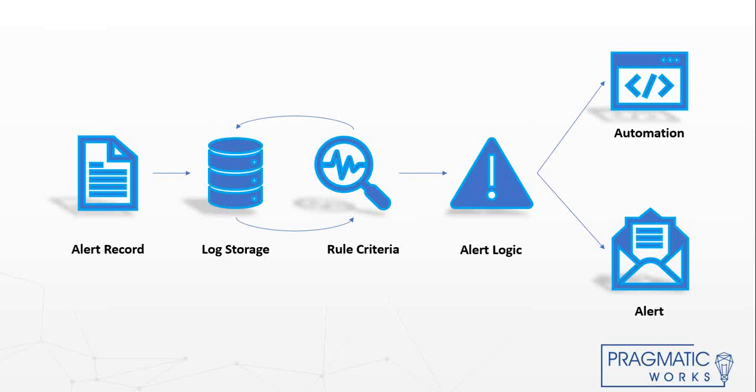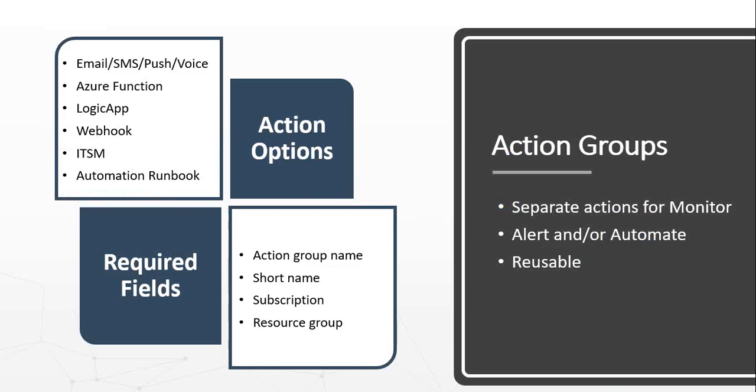These alert triggers are organized into an entity called an action group. Action groups are a way to organize your triggers into meaningful and reusable segments. You can set alert and automation actions inside of an action group in order to reuse them in the future. Required fields for an action group include name, short name, its subscription, and resource group for it to live in, as well as the type or types of actions you would wish to perform, including a notification either by email, SMS, push notification if you have the Azure app, or voice call. You can also do some automations like an Azure function, a logic app, a webhook, pushing it to ITSM, or an automation runbook.